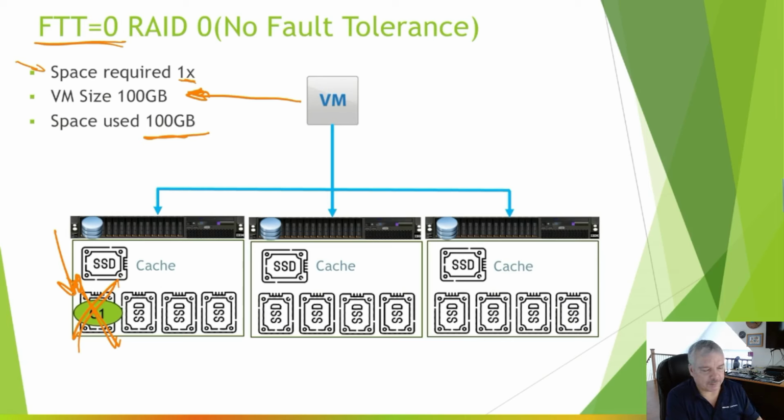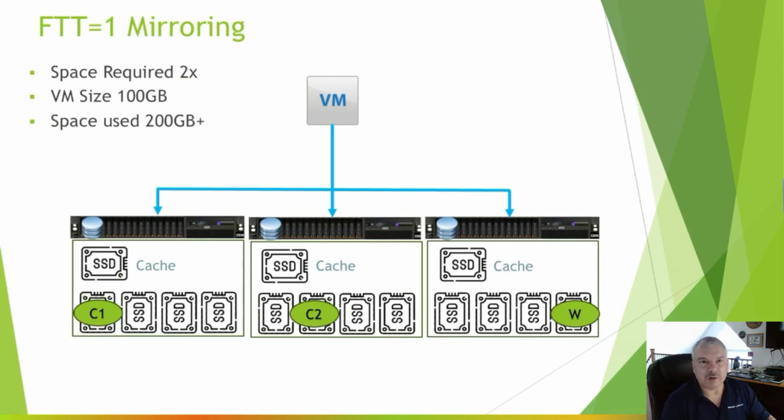So let's get around to the next one. This is a common one. This is a failure to tolerate of 1 mirroring. This is the vSAN default policy. The space required is 2. So again, if this VM has 100 gig in storage, it's going to use up 200 gig of that big vSAN data store. And I put in 200 plus because there's a little bit extra here. So notice over here in this picture, I'm showing you 3 hosts. You need at least 3 hosts. Remember I said you could do 2 hosts with a witness, so technically you could do that. But anyways, let's say you need a minimum of 3 hosts.